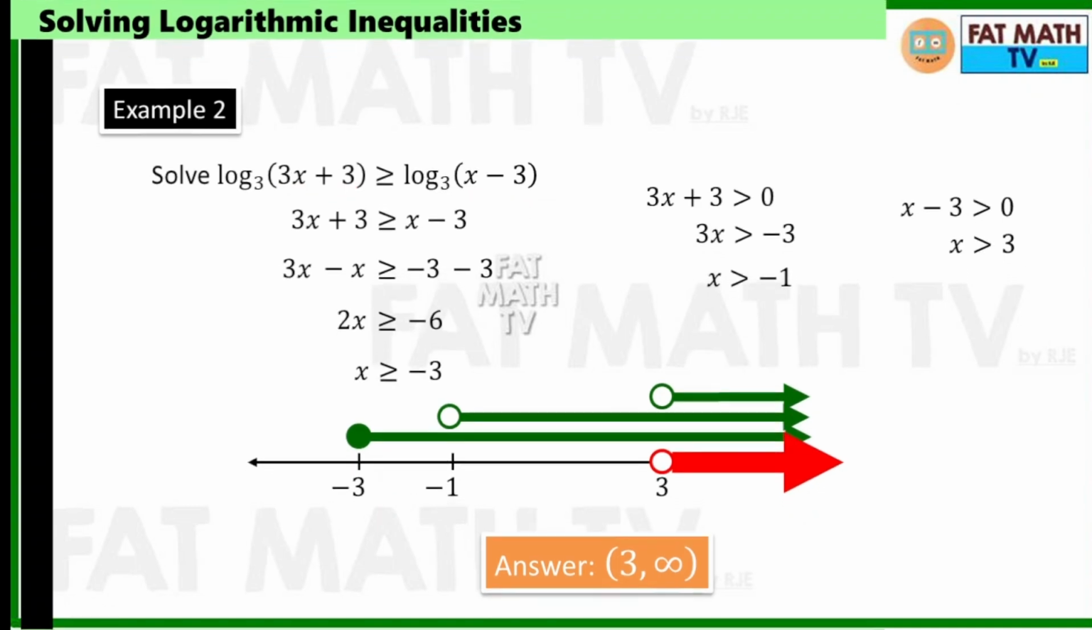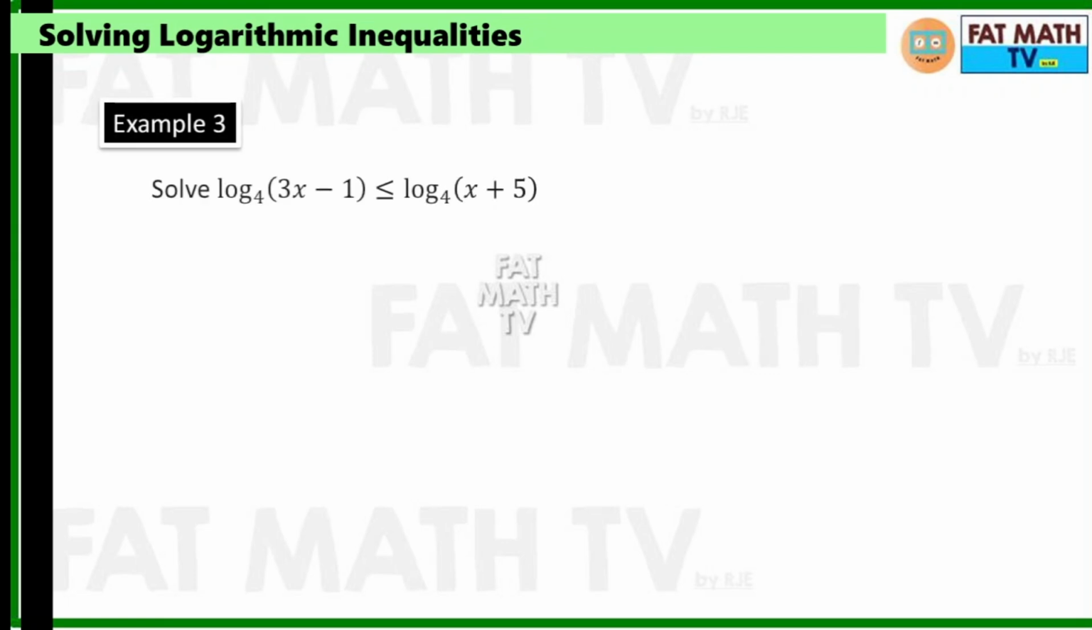Another example. Example number 3. Solve logarithm of 3x minus 1 to the base 4 is less than or equal to the logarithm of x plus 5 to the base 4. So here the base is 4, which is greater than 1. So we will have 3x minus 1 is less than or equal to x plus 5.